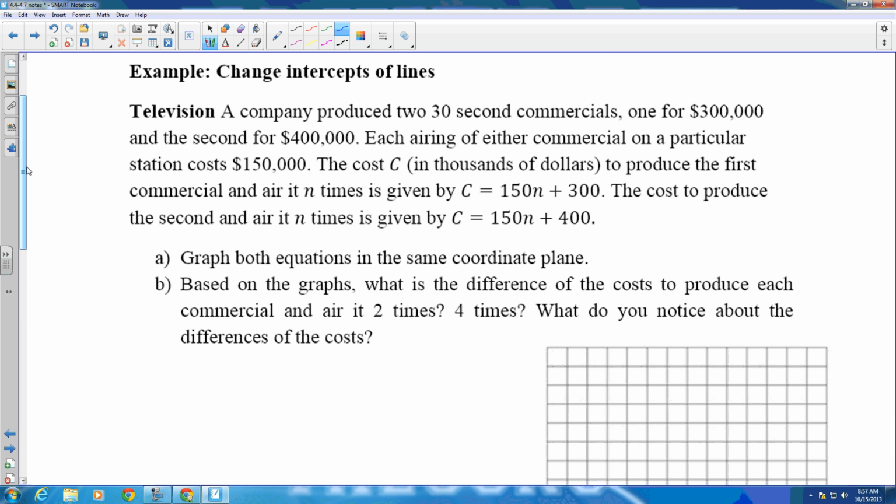Okay, a television company produced two 30-second commercials, one for $300,000 and the second was $400,000. Each airing of either commercial on a particular station costs $150. The cost to produce the first commercial and air it is given by this function, C equals 150n plus 300, and the cost to produce the second and air it is given by this second function. Graph both in the same coordinate plane.